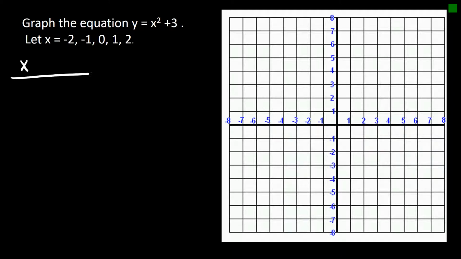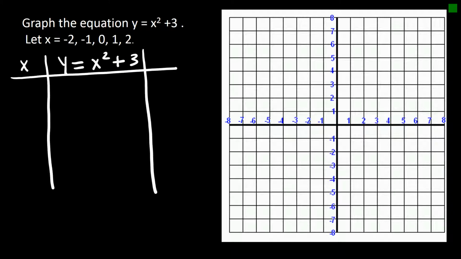We're going to look at the equation y equals x squared plus 3. And we're going to draw a chart here where we have an x column, a y column, and then the actual ordered pair in a column. Now, they are giving us here x values of negative 2, negative 1, 0, 1, and 2.